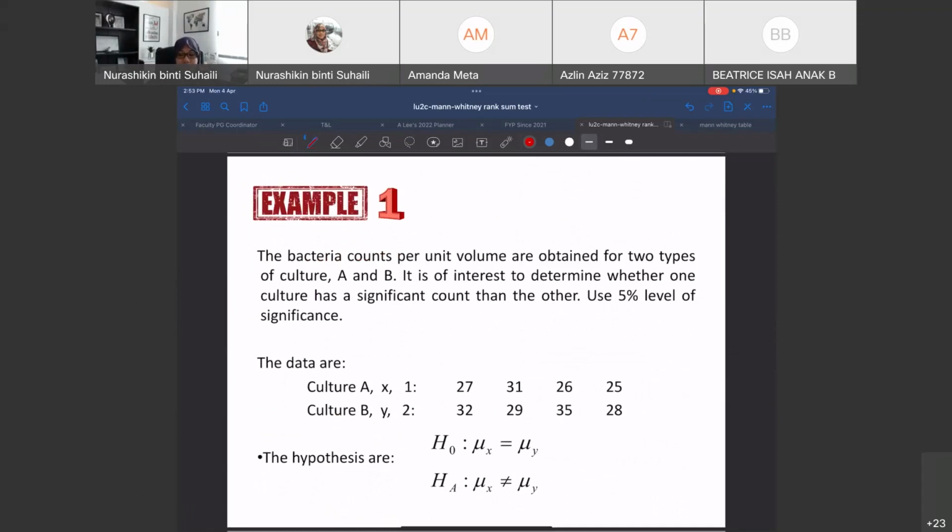Okay, now let's have a look at this example. I'm a bit tired because I have a lecture this morning, and it's fasting month. Okay, let's have a look at this example.